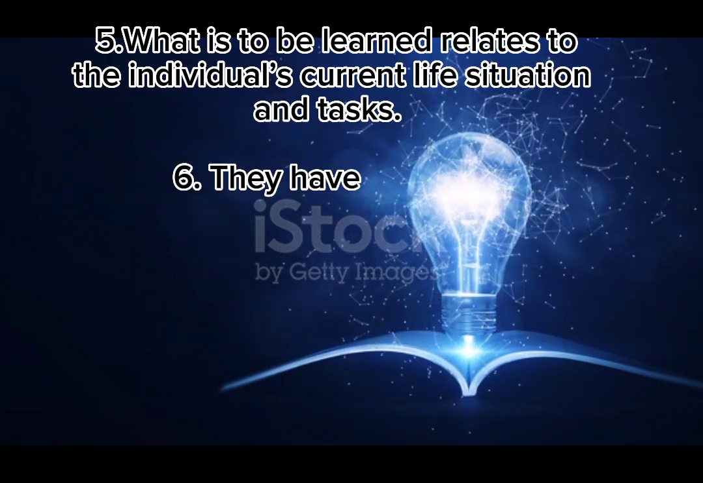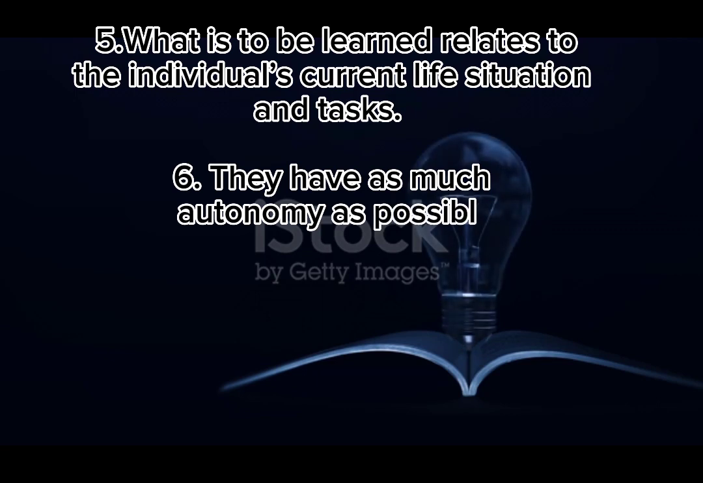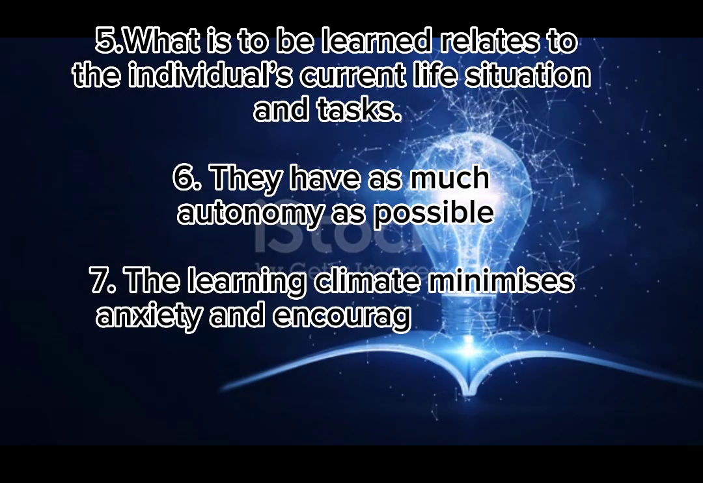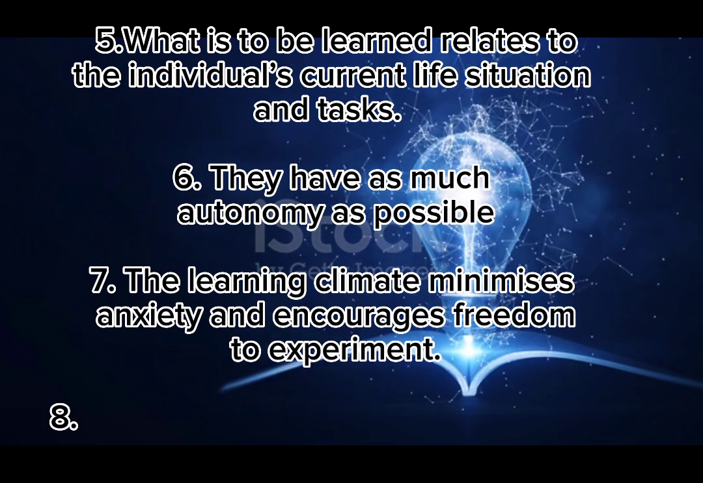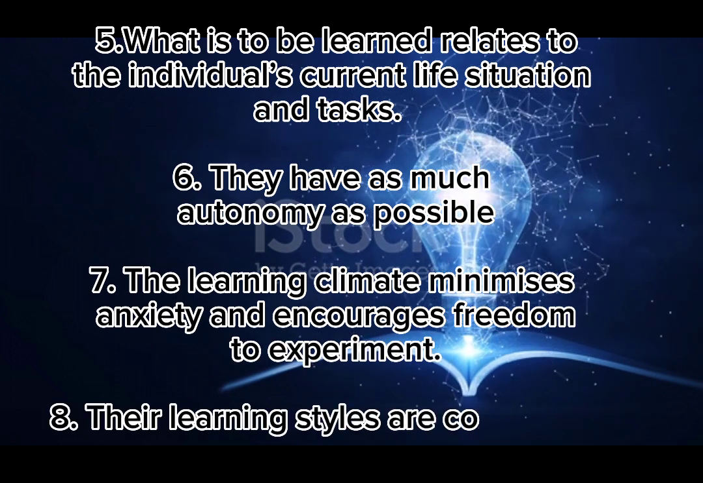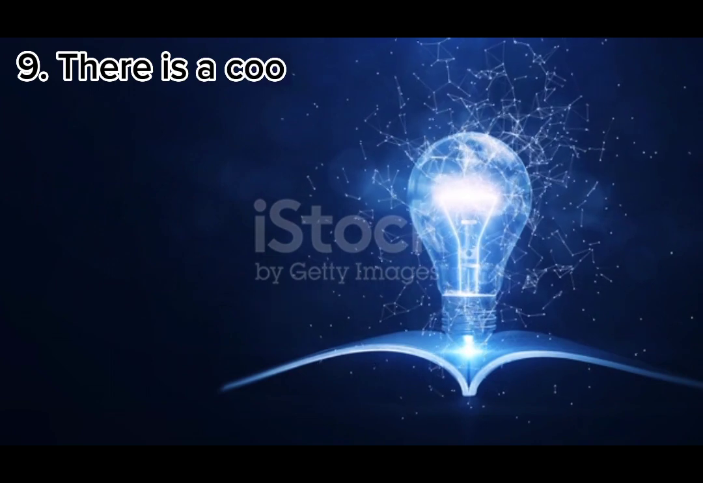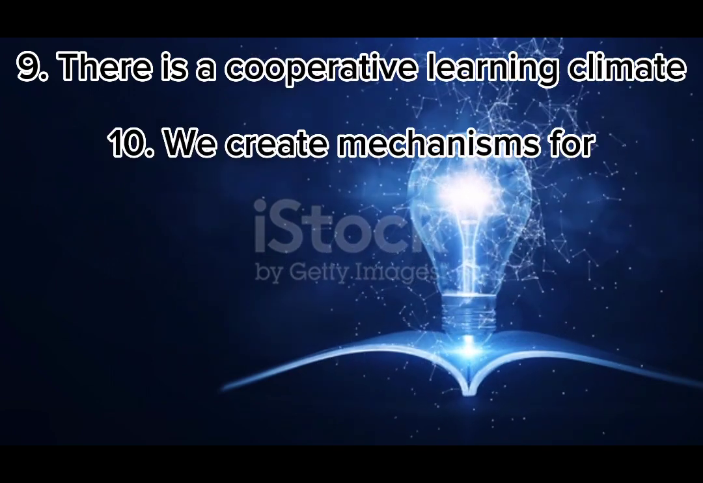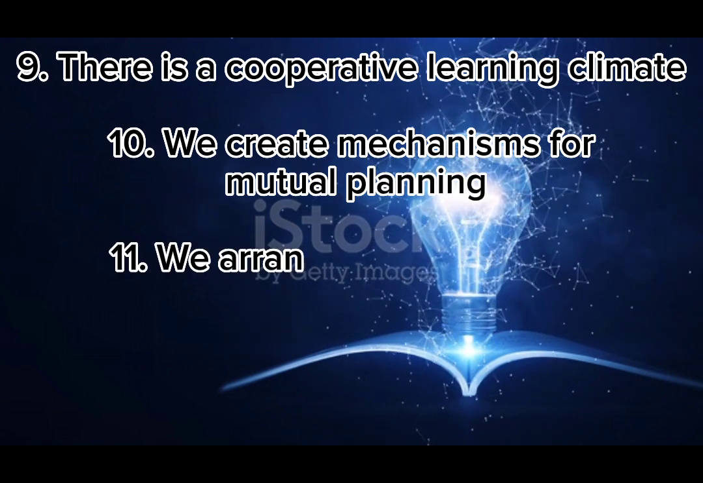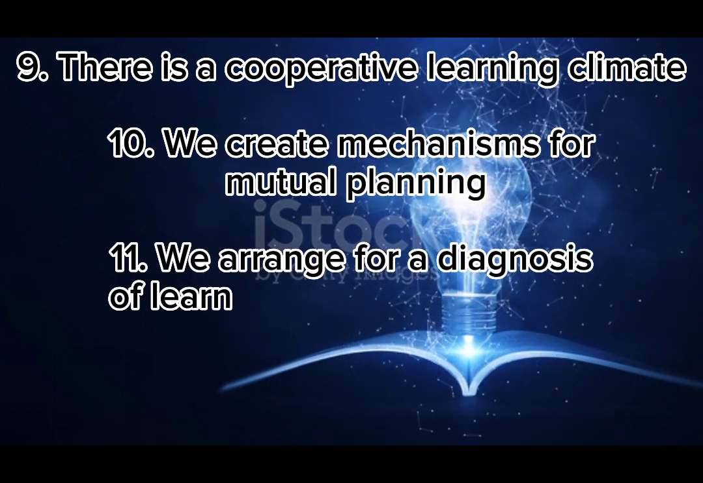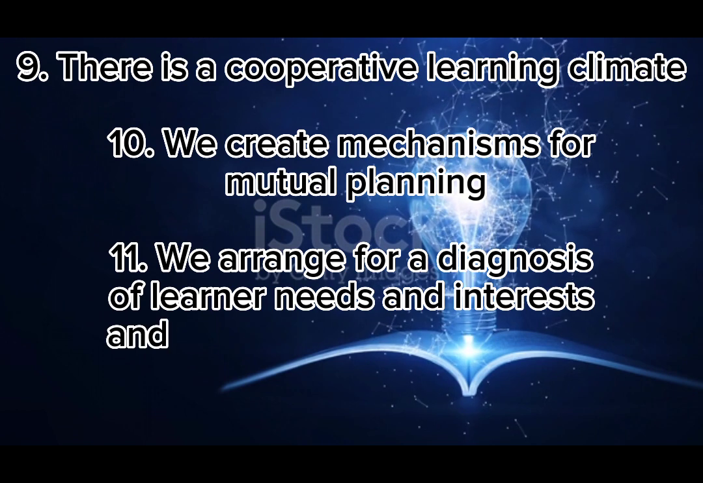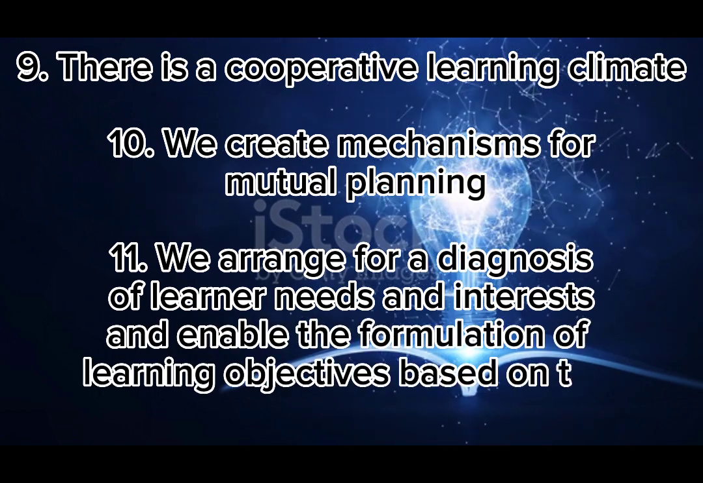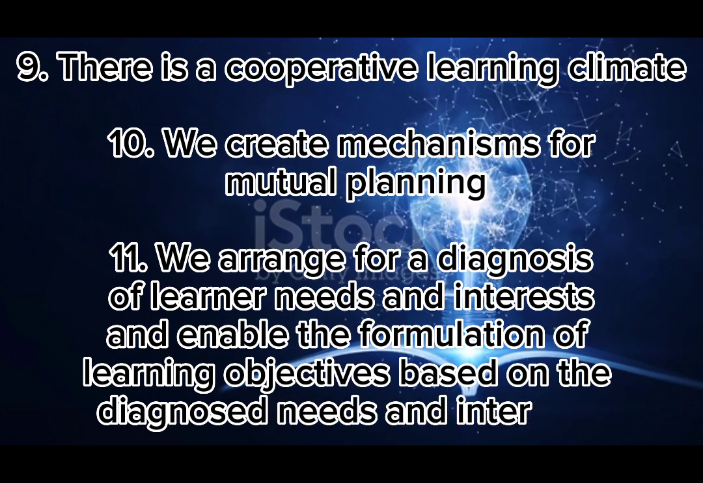6. They have as much autonomy as possible. 7. The learning climate minimizes anxiety and encourages freedom to experiment. 8. Their learning styles are considered. 9. There is a cooperative learning climate. 10. We create mechanisms for mutual planning. 11. We arrange for a diagnosis of learner needs and interests and enable the formulation of learning objectives based on the diagnosed needs and interests.